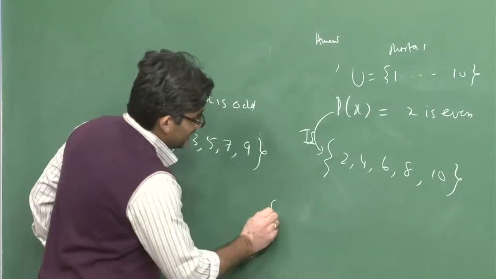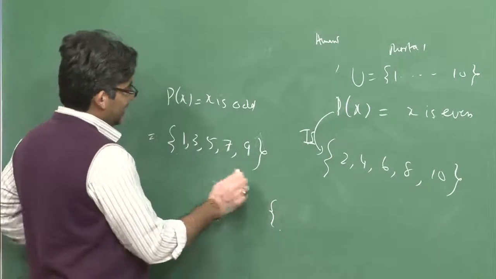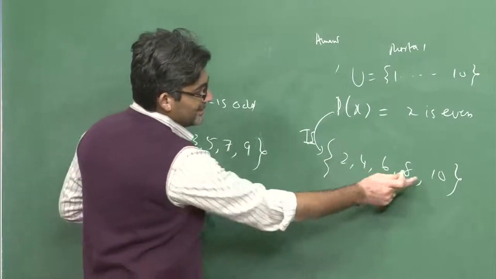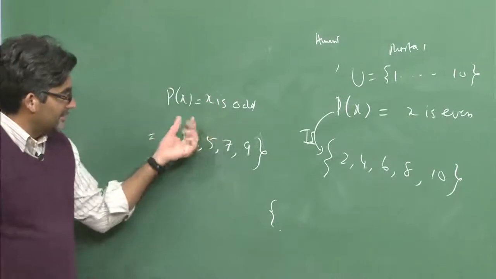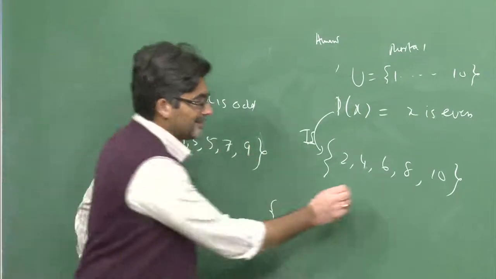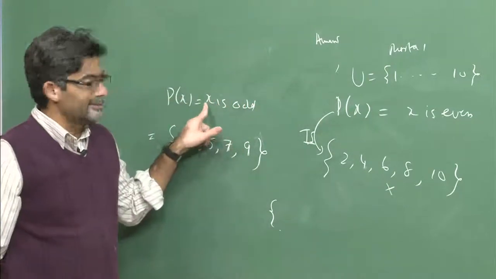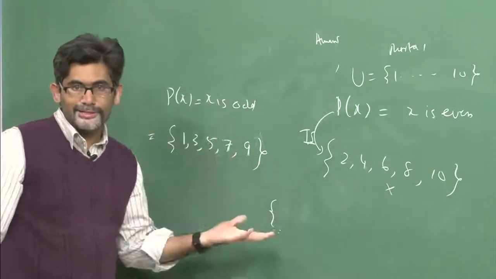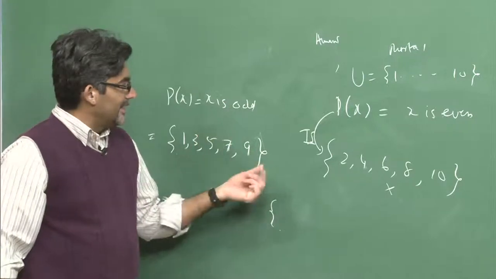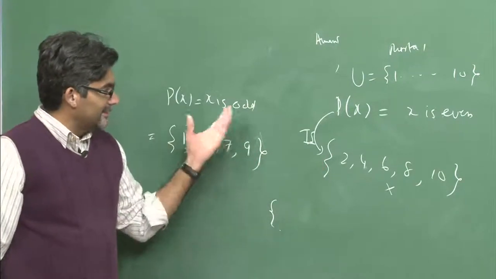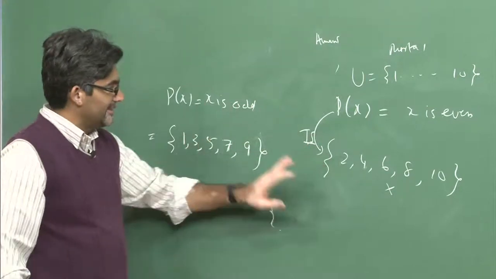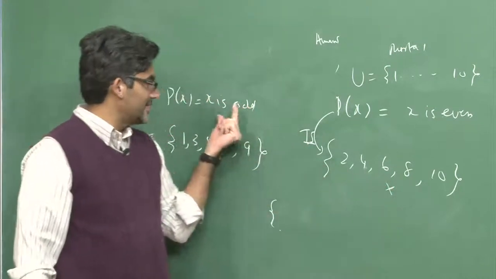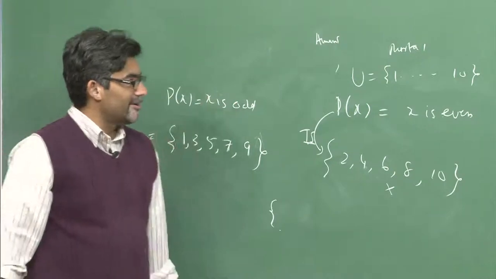Suppose you take the same set 2, 4, 6, 8, 10, and your predicate is that x is odd, then this is not considered to be the truth set with respect to this predicate. P(x) is going to be false in that case, because any number that you take into consideration is not odd, all are even. So that is not considered to be the truth set with respect to P(x), x is odd.